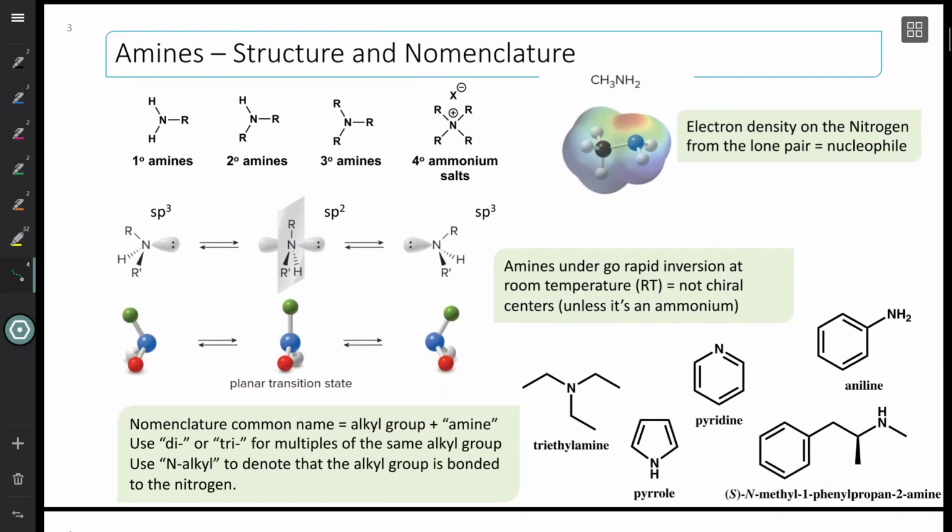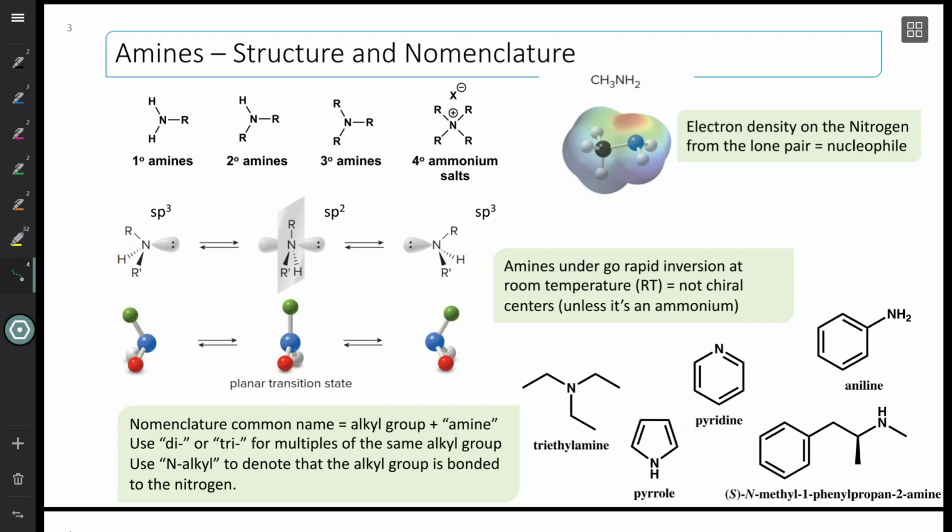So, amines. Primary amines have one R group and two hydrogens. Secondary, two R groups, and so forth. Tertiary amines. And then you can have quaternary amines. They're not called quaternary, they're ammonium salts. When you have four R groups bonded to nitrogen, it becomes positively charged and you need a counter ion. That's why they're called salts.